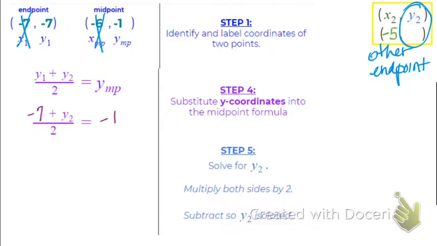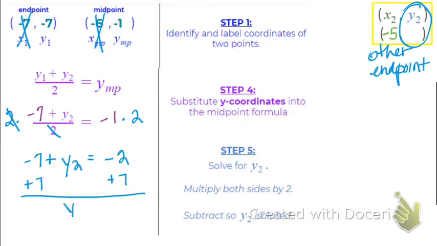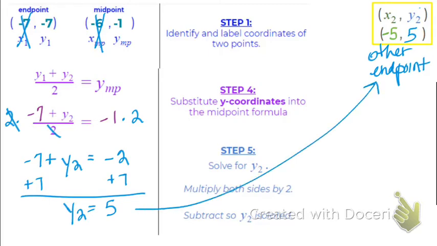So just like the last one, the first step I'm going to do is undo that dividing by 2 by multiplying by 2, because that would cancel that out, and I end up with -7 plus y2 equals -2. And now I can move that -7 by adding 7 to both sides. And I end up with y2 equals 5. So that is the y coordinate of this other endpoint. And what I have here in the yellow box would be my answer.